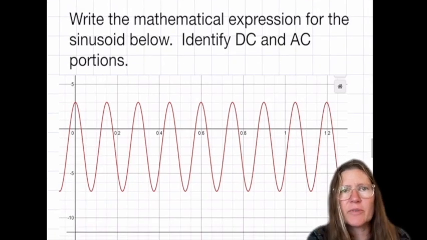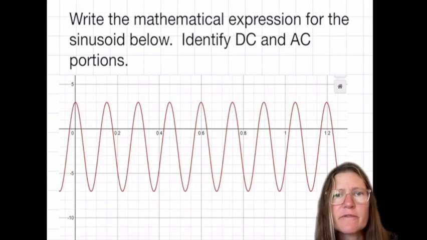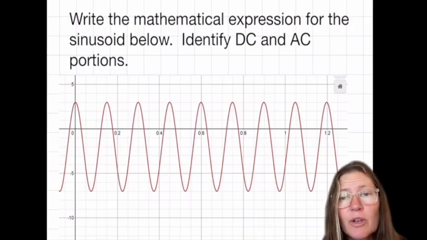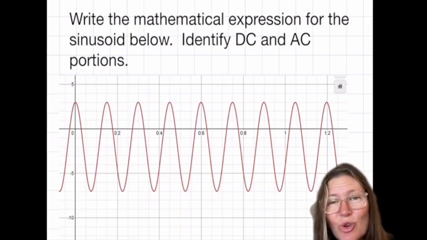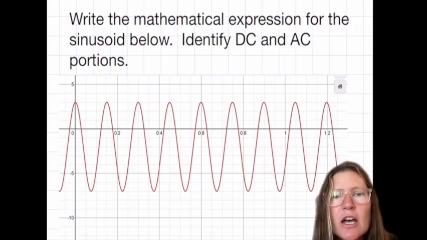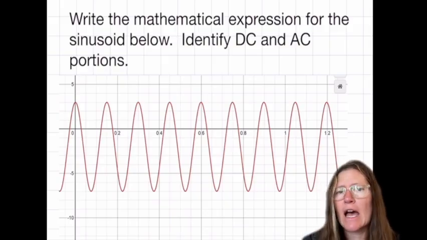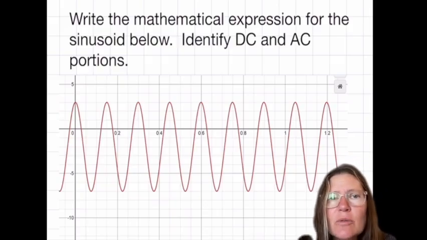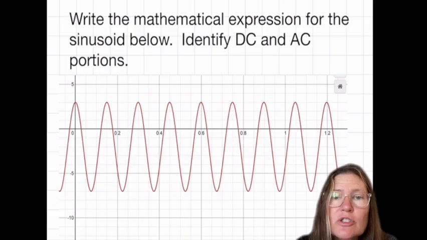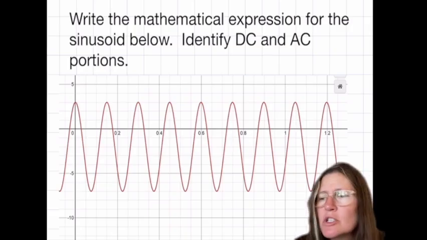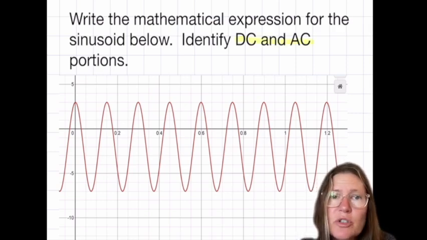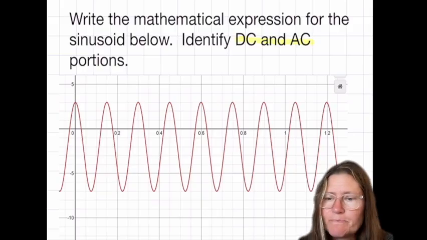Hello again. So this is the mathematical expression for the sinusoid that you may have captured on an oscilloscope screen. If it doesn't already have the capability to define what your frequencies are and what your magnitudes are, then this would be how you could manually do it, which is also important to understand the DC and the AC portions of what you may see on the screen.